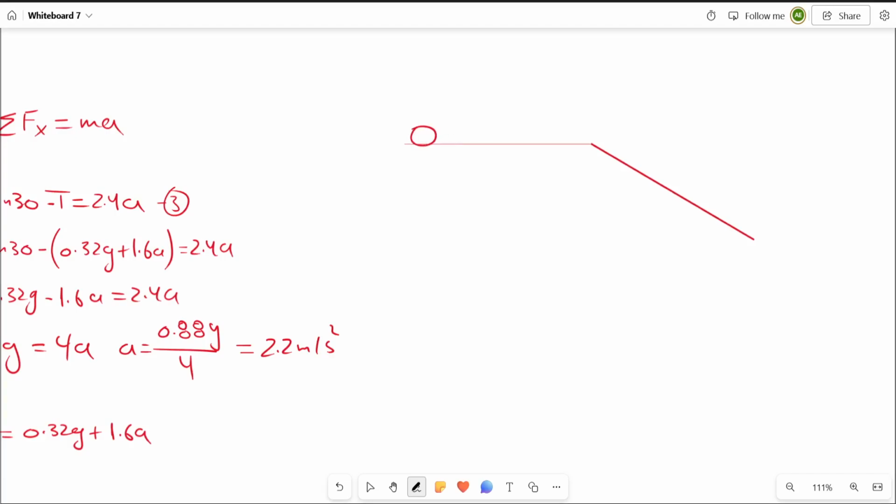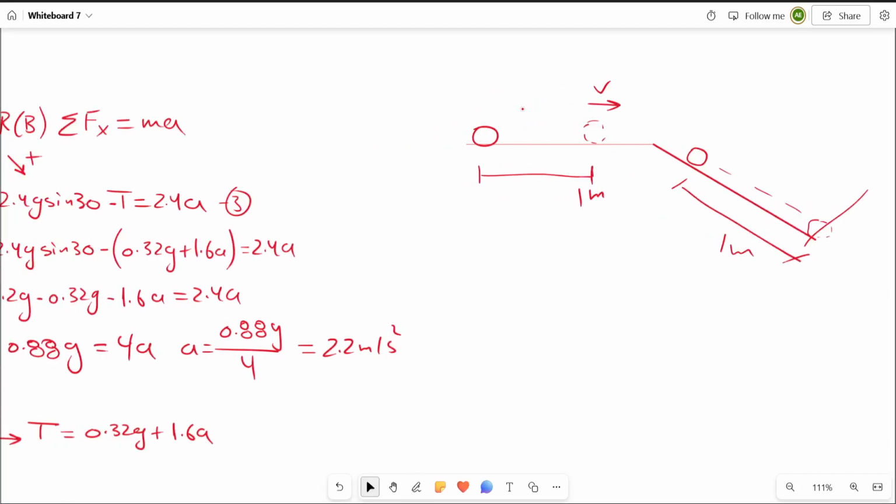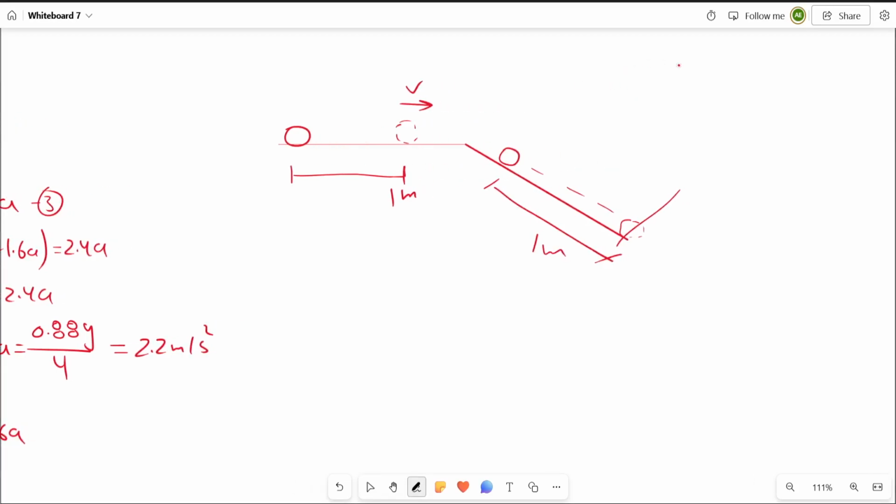So what I can do is I can just draw it super quickly over here. A was starting here and then it moved 1 meter. A became in this position. B started here and it moved 1 meter. So B is now here. This is 1 meter. Now, I need to get what is the velocity that A is moving with. So now I can use SUVAT equations.